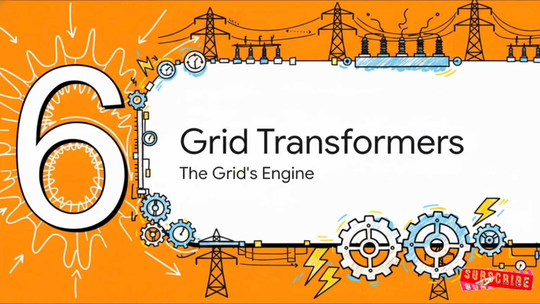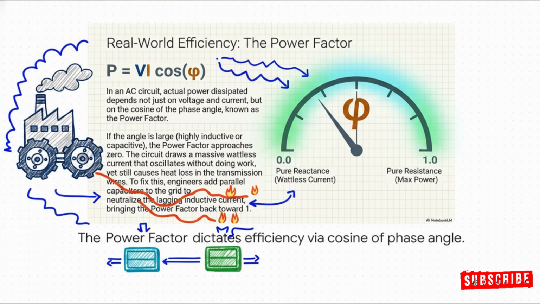Finally, we've arrived at Section 6, transformers, the absolute engine of our grid. Let's take everything we've learned and apply it to the massive machines safely bringing power to our homes. Out on the actual grid, true efficiency is measured by the power factor, which is the cosine of that phase angle we just looked at.